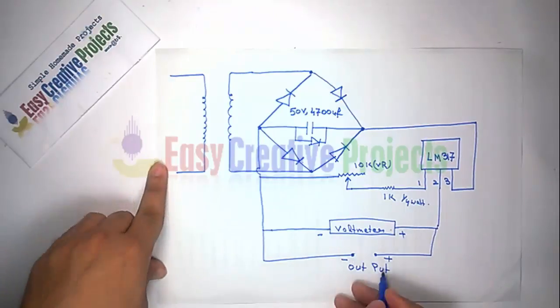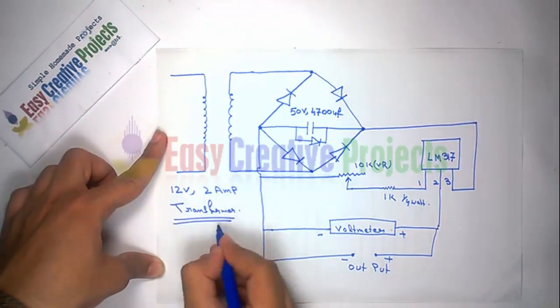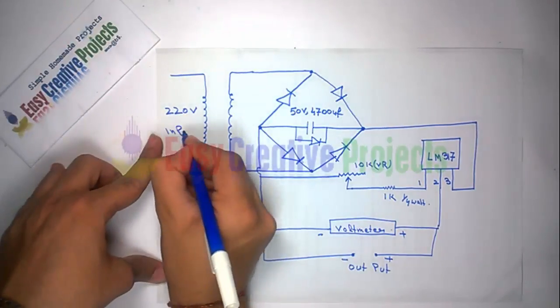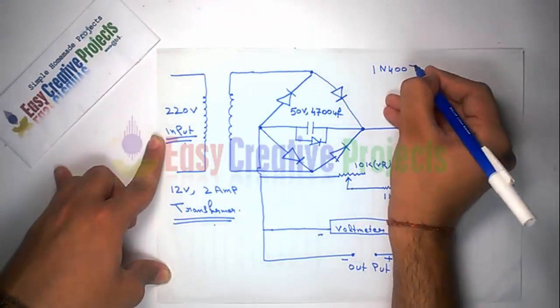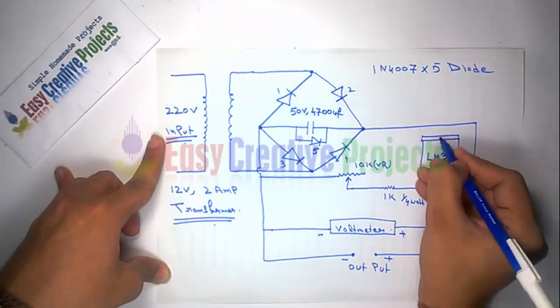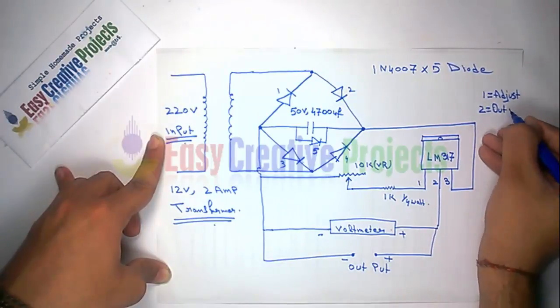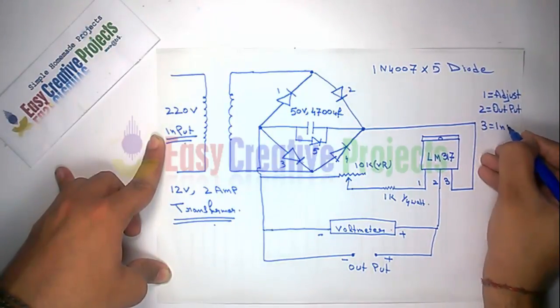Like the diagram, you can use a 12 volt 2 ampere transformer, 1N4005 diode. LM317 first pin is used for adjust, second pin is used for output voltage, third pin is used for input voltage.